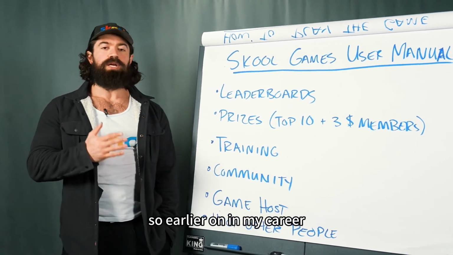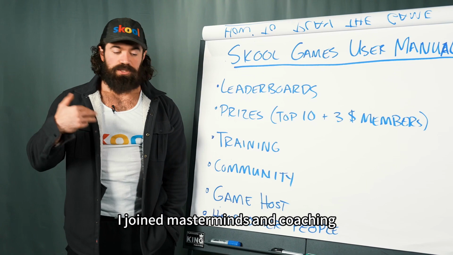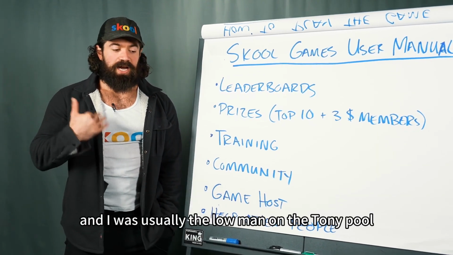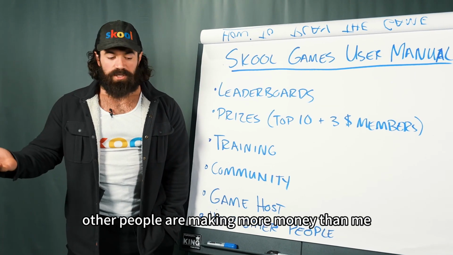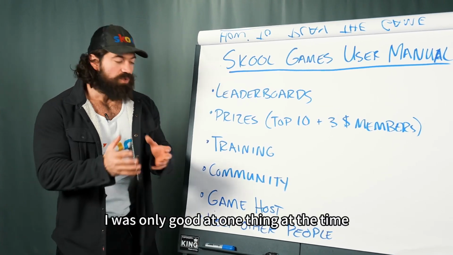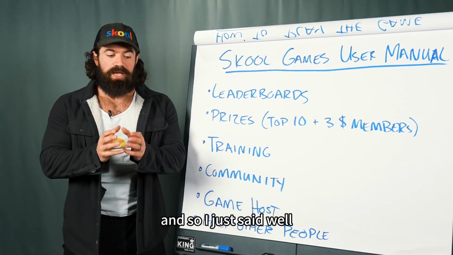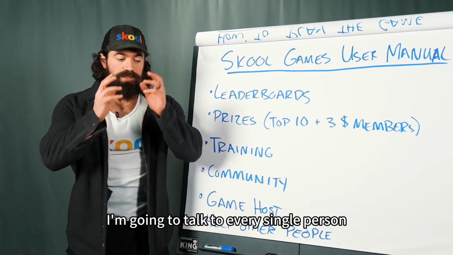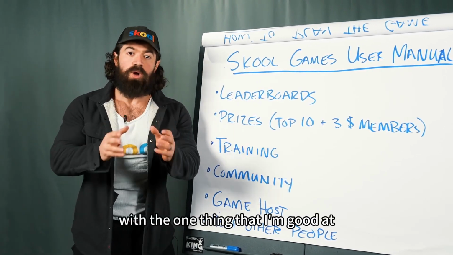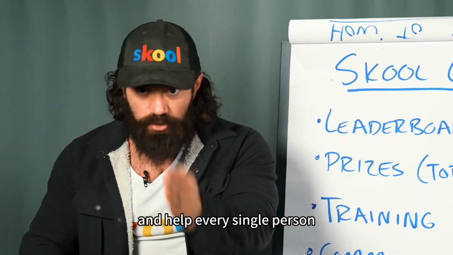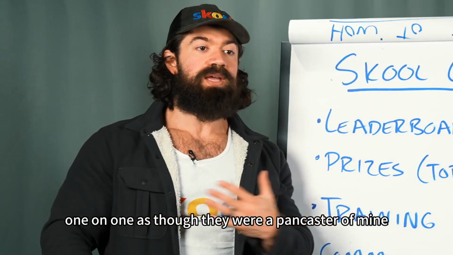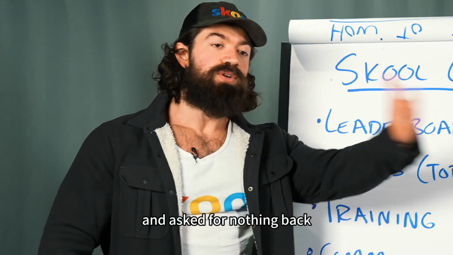So earlier on in my career, I joined masterminds and coaching groups and things like that, and I was usually the low man on the totem pole. I didn't know what I was doing, other people were making more money than me, and so what I did was, I was only good at one thing at the time. And so I just said, well, I'm going to talk to every single person and try and help them with the one thing that I'm good at. And so I would go around and help every single person one-on-one as though they were a paying customer of mine, and asked for nothing back.